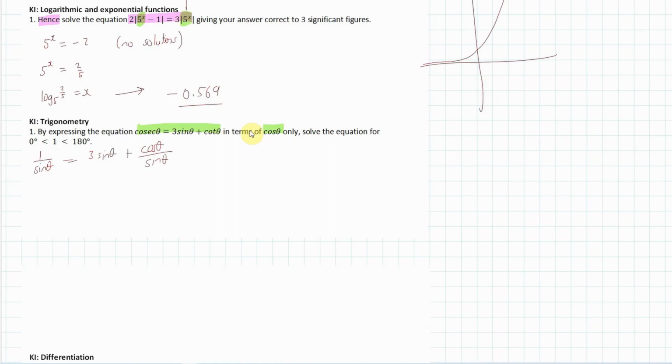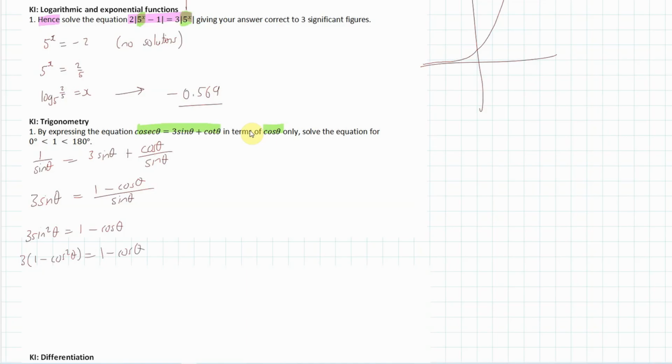Now at this point, what could we do? I could say 3 sine theta is equal to 1 minus cosine theta all over sine theta. I've just simply taken this across to the left hand side, and they've got the same denominator, so I simplified the fraction there. I'm going to times both sides by sine, so I get 3 sine squared theta equals 1 minus cosine theta. Then I can use my old Pure Maths 1 identity, sine squared theta equals 1 minus cosine squared theta.